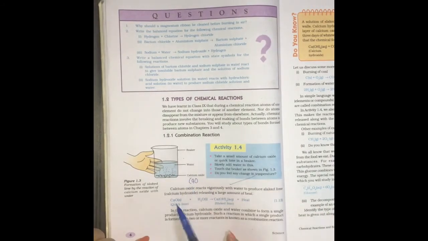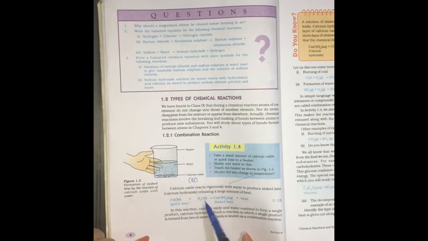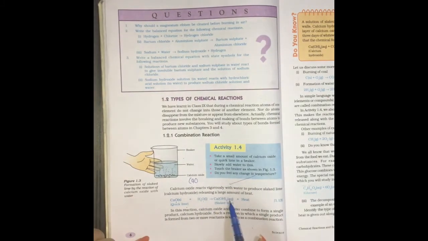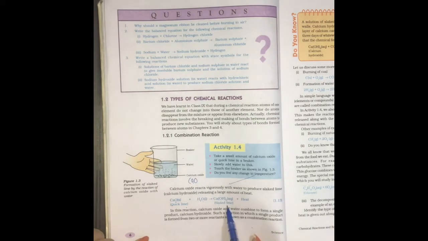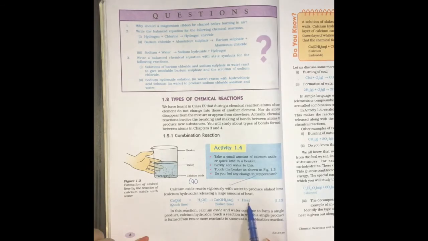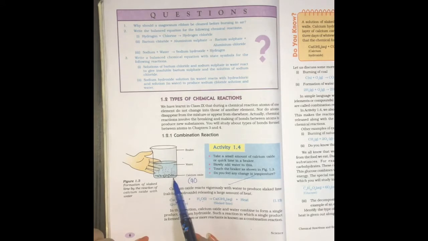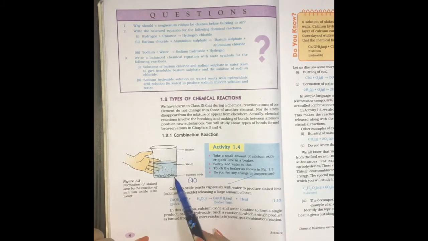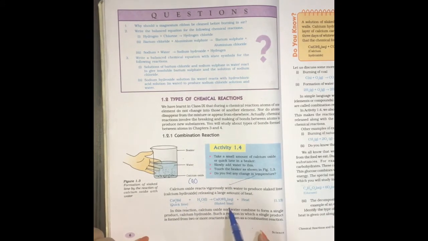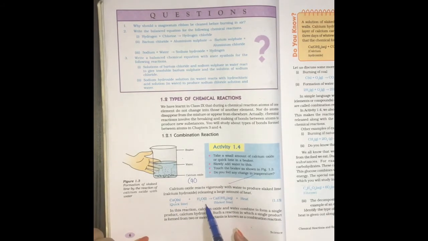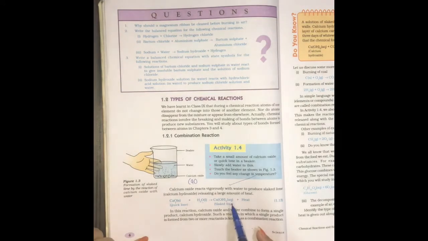When you add water to quick lime, CaO, H2O, what will you get? Calcium hydroxide, which is slaked lime, along with the release of a large amount of heat. Because of the release of this heat, this container will turn warm, because it is an exothermic reaction. Moreover, quick lime combines with water to give you slaked lime. Two compounds are combining to give you a third substance.